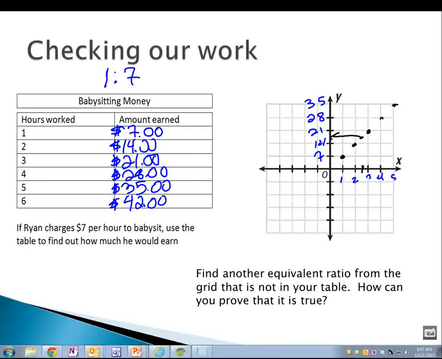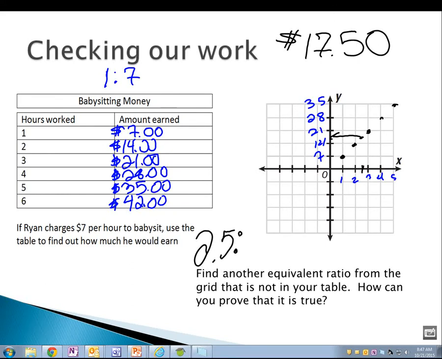What's exactly in the middle of 14 and 21? Toby? 17.25? 17.5. There we go. So $17.50 is earned after 2.5 hours. So we could say 2.5 to 17.5, hours to pay. Does that make sense? We're using a graph to be able to find other parts of it.